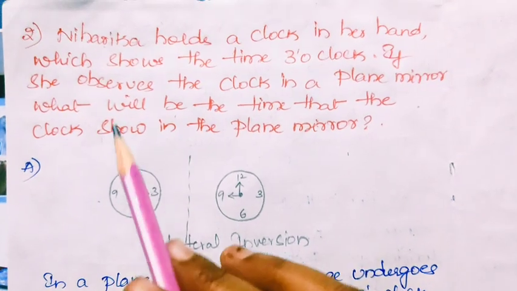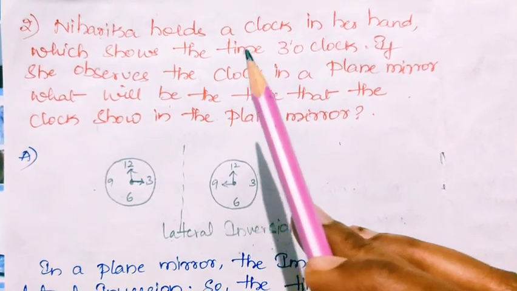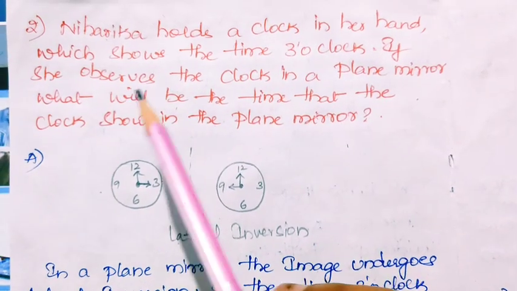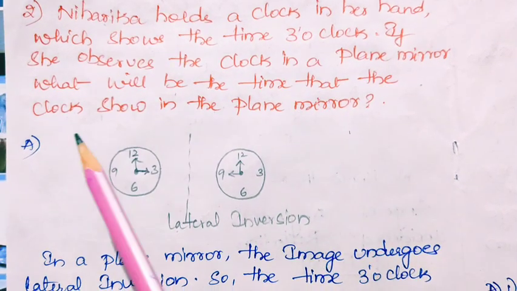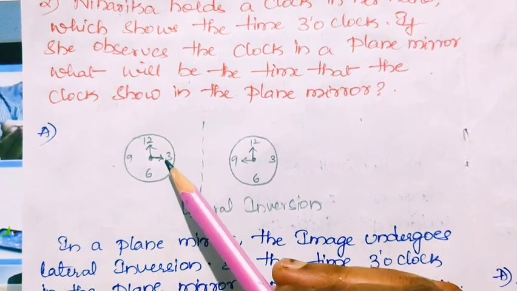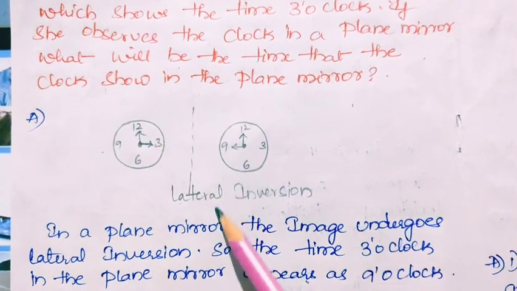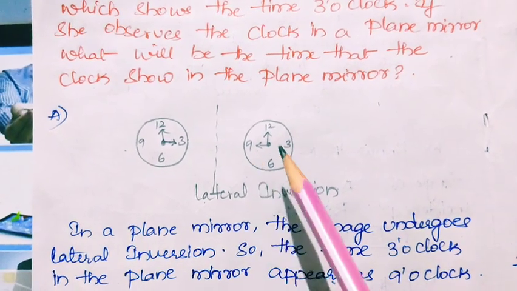Next question. Niharika holds a clock in her hand which shows the time 3 o'clock. If she observes the clock in a plane mirror, what will be the time that the clock shows in the plane mirror? We know that the time is 3 o'clock; when we observe it in the plane mirror, it will be reversed due to lateral inversion. It will be 9 o'clock.